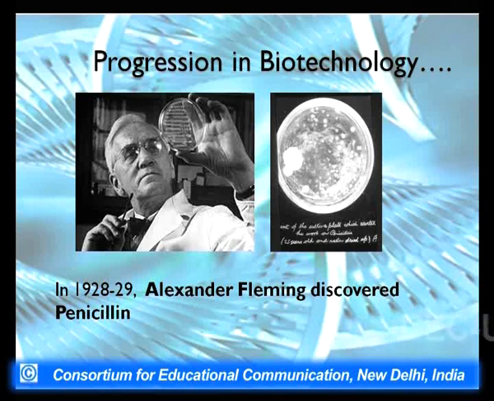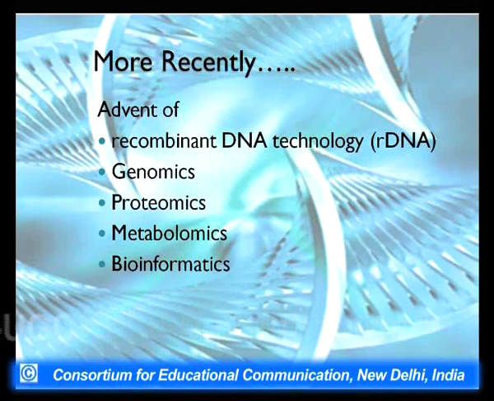With the progression in biotechnology, there came in 1928 to 29 the famous discovery by Alexander Fleming, who discovered penicillin. Penicillin was a wonder drug. It really helped a lot. It was a chance happening that Alexander Fleming discovered penicillin from the microorganism Penicillium. But penicillin later revolutionized the field of biotechnology.